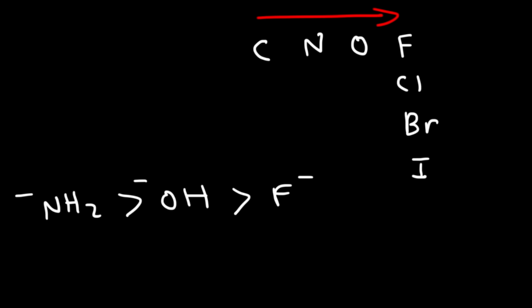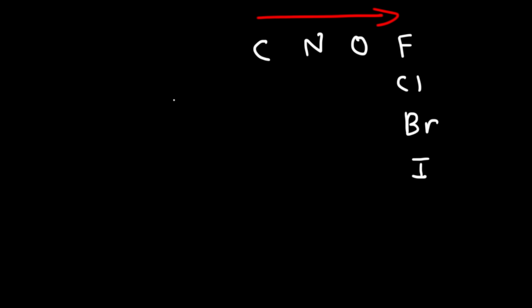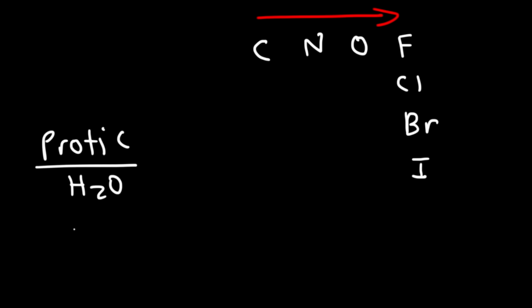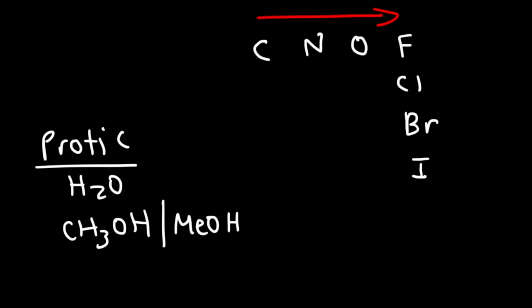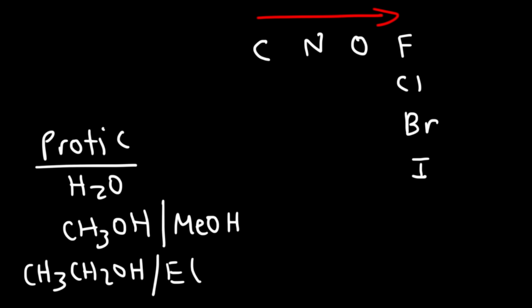Now, in a protic solvent, a good example of a protic solvent would be water or methanol. So you can write methanol as CH3OH. Sometimes you might see it as MeOH, or ethanol, CH3CH2OH, or EtOH. So typically in a protic solvent you'll see hydrogen bonds.